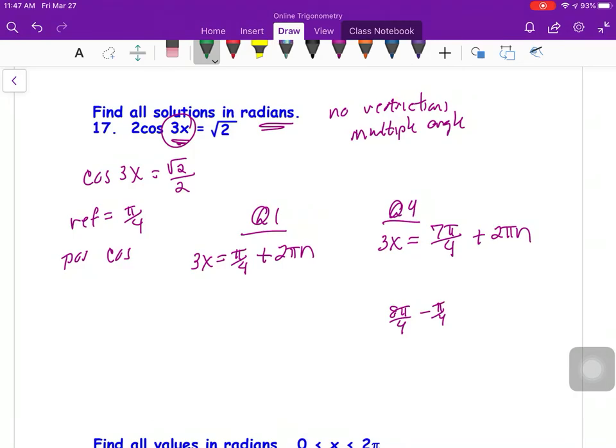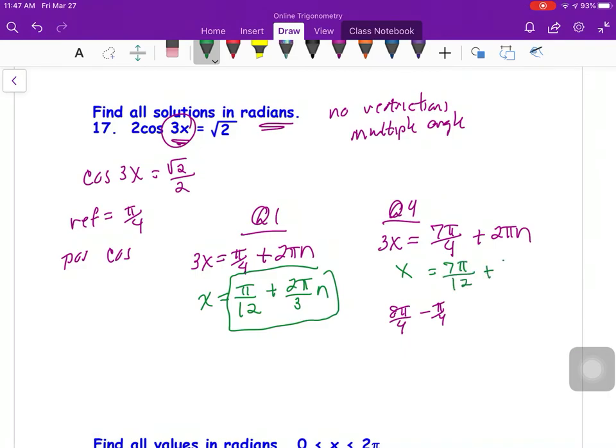And finally, to finish up, we have to divide by 3. Easiest way to divide a fraction by 3 is to multiply the denominator by 3. So I get pi over 12 plus 2 pi over 3n. Here, 7 pi over 12 plus 2 pi over 3n.